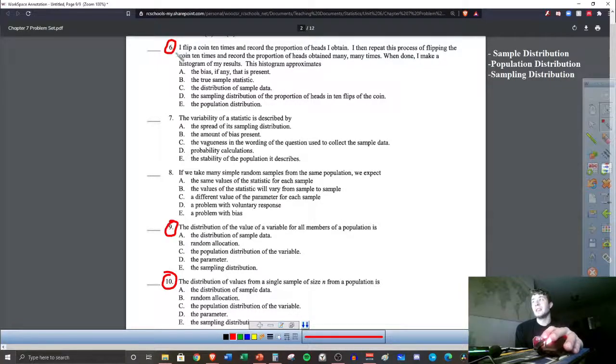Number 6 here says, I flip a coin 10 times and record the proportion of heads I obtained. Then I repeat this process of flipping the coin 10 times and record the proportion of heads obtained. And here's a keyword: many times. When done, I make a histogram of my results. This histogram approximates what? Well, if you remember the guy that had a very Coach Harris-esque voice screaming about sampling distributions, he talks about proportions.